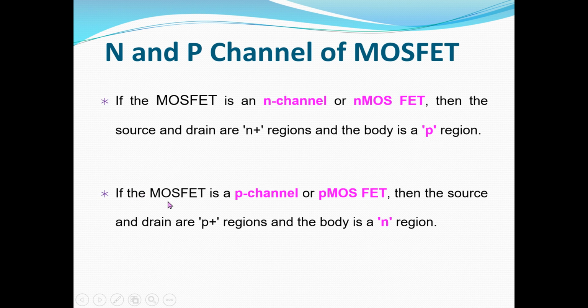If the MOSFET is of P channel, then the source and drain will be P regions and the body will be N region. So this is the difference. This slide tells about how a MOSFET has been fabricated. It is regarding the manufacturing or fabrication part of a MOSFET.